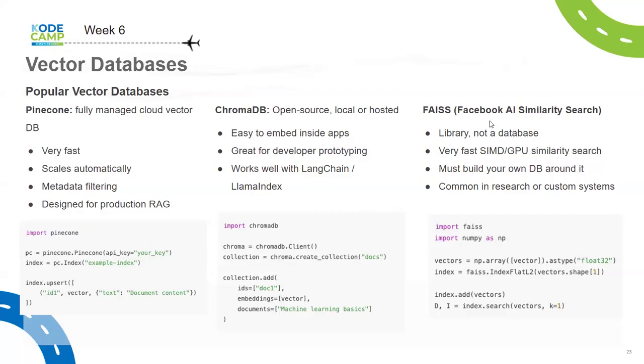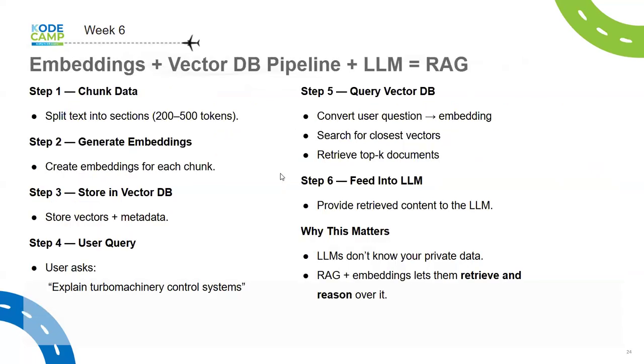FAISS is Facebook AI Similarity Search. This is not really a database per se. It's more of a library that gives you the capabilities to do vector similarity search, right? So you store your vectors or you cache your vectors in there, and then you can do similarity search. But you have to give it a backend, essentially a database that it will operate on. So if you want to do a custom system, this is also good to use.